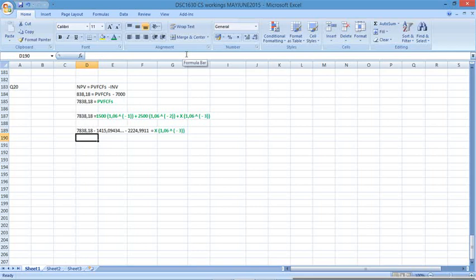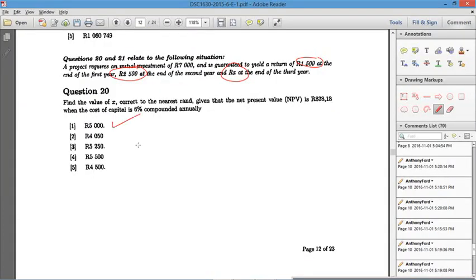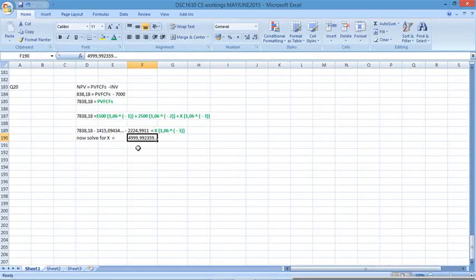Okay, equals that. Right, then the last step is obviously to take this bracket to the left and solve for X. Okay, and if you solve for X, you get an answer of, okay, which if you round off to 5,000, that would be your option. Okay. Nearest rand, option number 1.